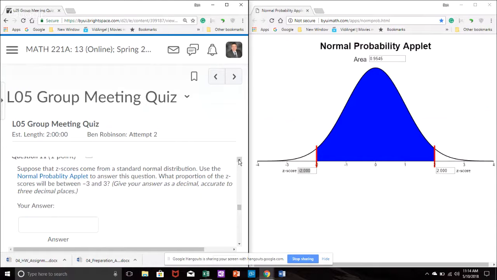Okay. Suppose that z-scores come from a standard normal distribution. Use the normal probability applet to answer this question. What proportion of the z-scores will be between -3 and 3? Give your answer as a decimal equivalent to 3 decimal places. Okay. It would be 0.997.